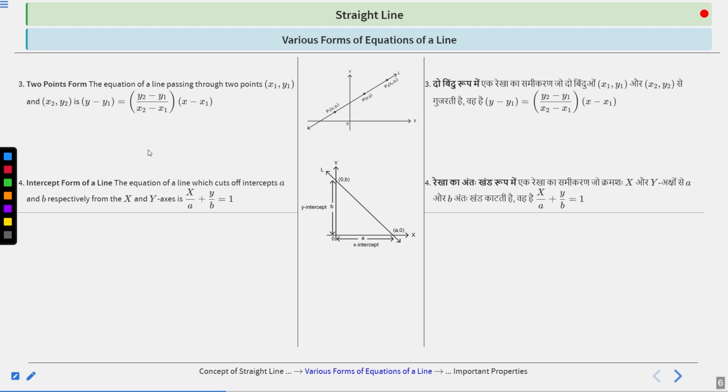So now the intercept form of a line can be written as, you can see this diagram, a straight line L is making an intercept of a with the x-axis and an intercept of b with the y-axis, right? Therefore, the equation of a line which cuts off intercepts a and b respectively from the x and y-axis is x upon a plus y upon b is equal to 1, right? Got it?